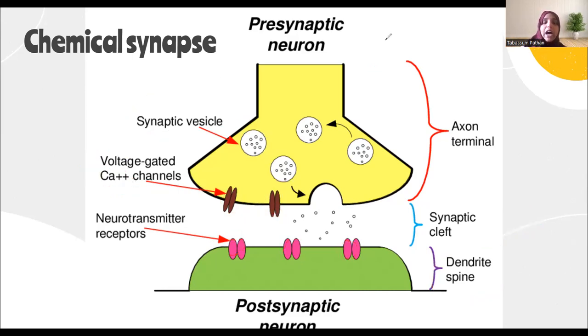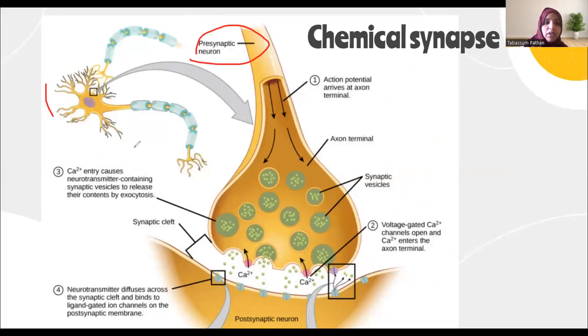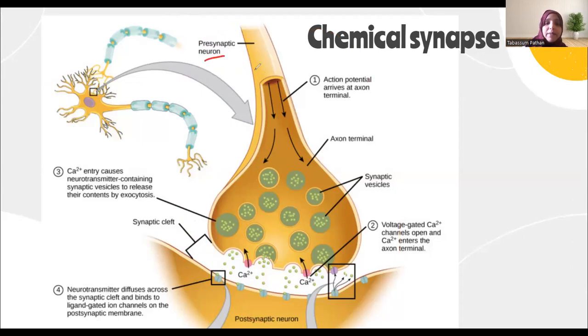So let's begin. How does an electrical transmission or impulse take place via this chemical synapse? So the first step is, this is your presynaptic neuron. This is a neuron, and the axon terminal of this neuron, this is one neuron, and then the cell body, the dendrite of this another neuron. So when you magnify this, this is how the picture looks. So this is your presynaptic neuron.